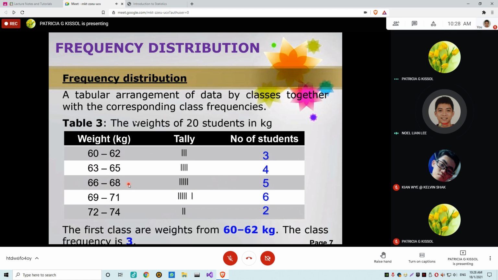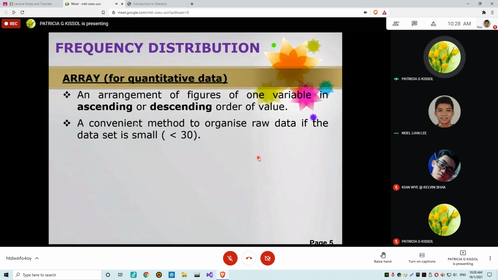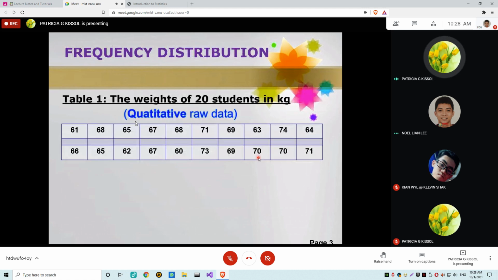Yeah, but the class frequency, why is it 3? Why is it 3? This one? Yeah. Remember when we go back to the first table here, the class frequency is 3 because you have 61, 62, and 60. There's only 3 within that category, from 60 to 62. Oh, okay. So you have to count for each one.